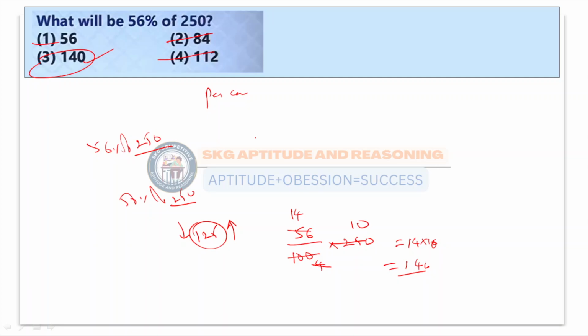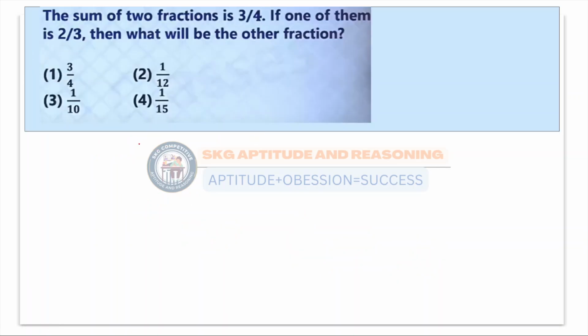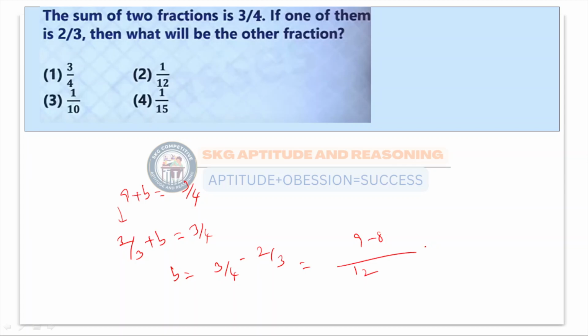Let us go for the next question here. Okay, this will be the next question. Sum of two fractions. Let us assume a plus b is given as 3 by 4, and one of them is given as 2 by 3. So 2 by 3 plus b will be equal to 3 by 4. So b will be equal to 3 by 4 minus 2 by 3. We take the LCM as 12. It is 9 minus 8, that will be equal to 1 by 12. So the other fraction value will be 1 by 12, which is presented in option 2 here.